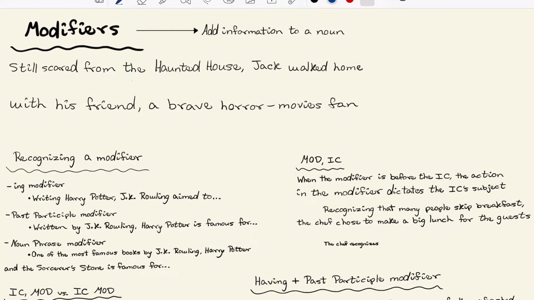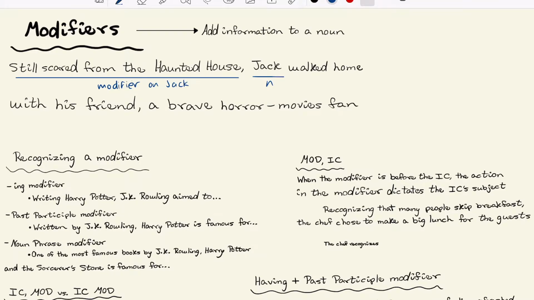So we're going to be talking about modifiers. Modifiers are part of the sentence that add information to a noun. For example, in this sentence, "Still scared from the haunted house, Jack walked home with his friend, a brave horror movies fan." The first part of the sentence, "still scared from the haunted house," is the modifier, and it's describing the noun, which is Jack.